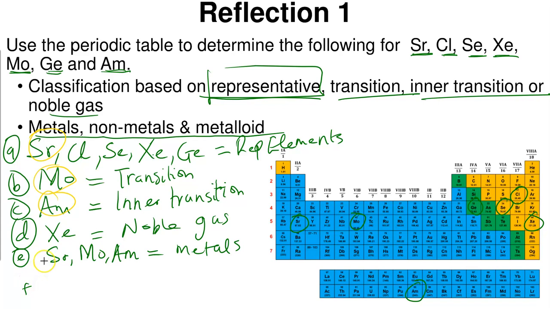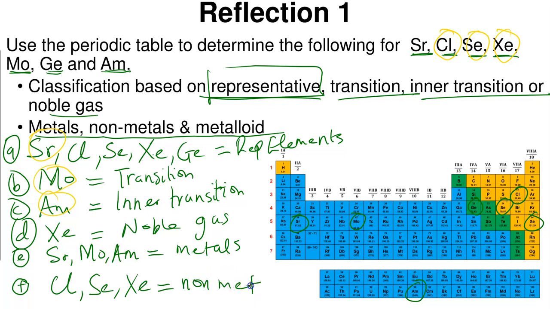EF. Okay, what about the non-metals here? Then F. The non-metals will be chlorine, which is a non-metal because we have it here to the right. Xenon is a non-metal. Selenium is a non-metal. Those are all non-metals. So we're going to put them down. So chlorine, selenium, xenon are all non-metals.